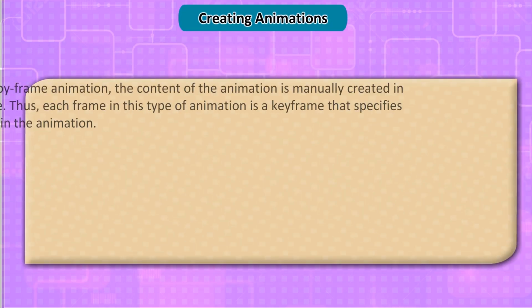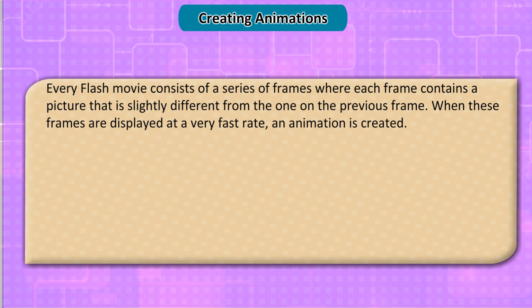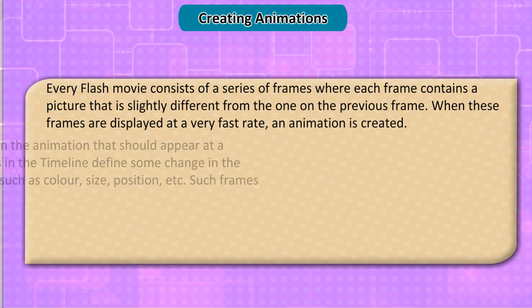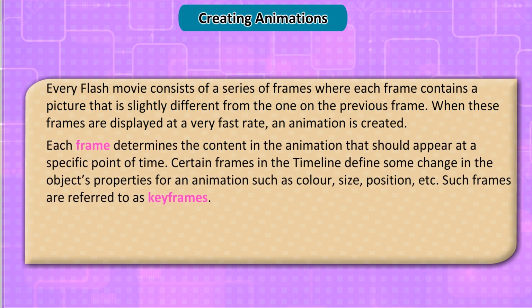Creating animations. Every Flash movie consists of a series of frames where each frame contains a picture that is slightly different from the one on the previous frame. When these frames are displayed at a very fast rate, an animation is created. Each frame determines the content in the animation that should appear at a specific point of time. Certain frames in the timeline define some change in the object's properties for an animation such as color, size, position, etc. Such frames are referred to as keyframes.